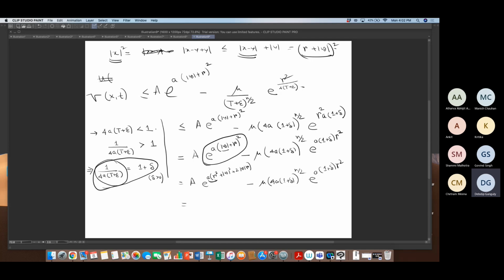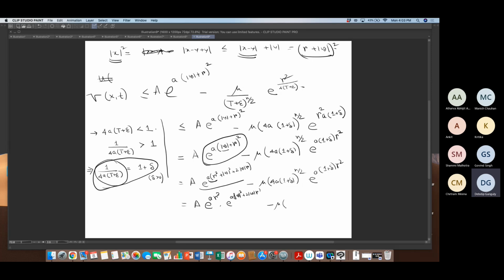So here e to the power r square. What is the highest power of r? What is the highest power of e? What is the leading term here? For a fixed y, what is the leading term of this quantity, in terms of r? a r square. Exactly. The leading term is e to the power a r square into e to the power this type of terms, y square plus 2 mod y r.